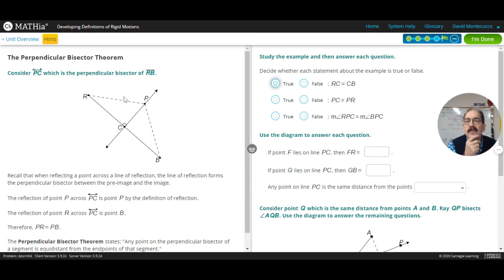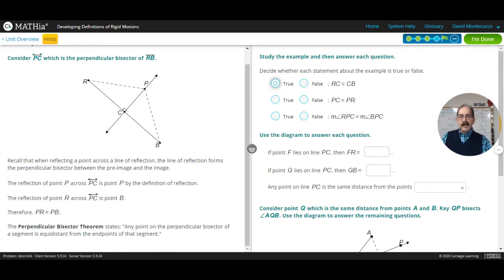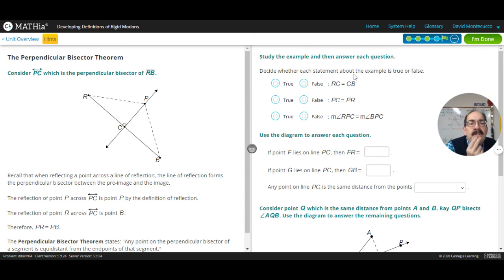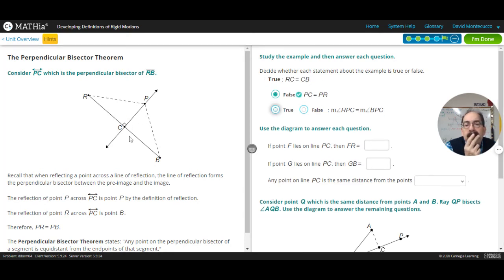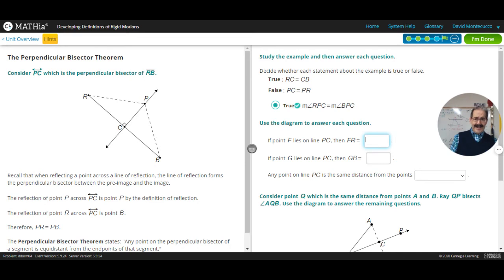Okay, so now perpendicular bisector. So if we draw a line perpendicular, boom, bisect, cut the angle in half. Okay, we have the perpendicular bisector theorem. Okay, decide whether each statement is true. RC, CB, true. PC to PR, no. RPC, BPC, yes, that's the whole idea of we cut it in half.